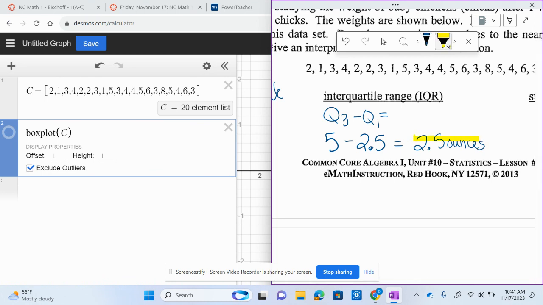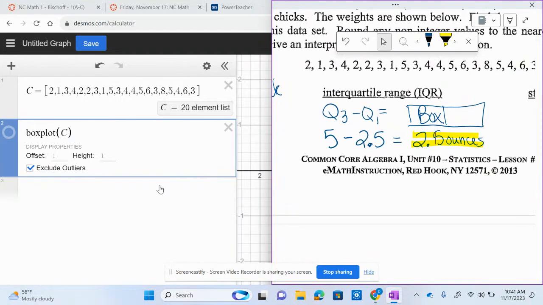Remember, this is the box. This is everything that's in the box. That's what that's representing: everything in the box, 2.5 ounces. Okay. So now let's talk about standard deviation.